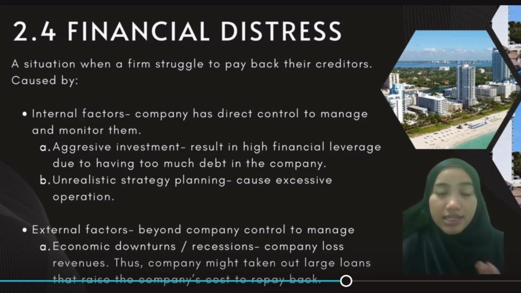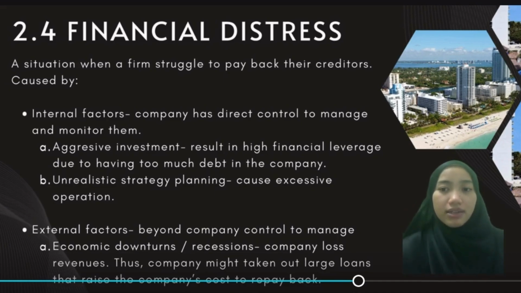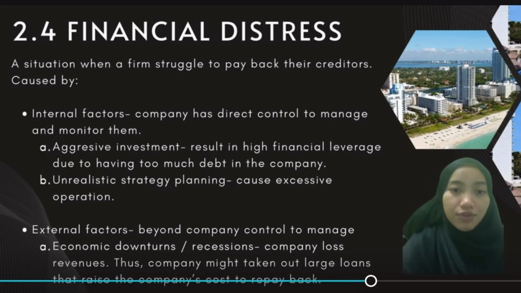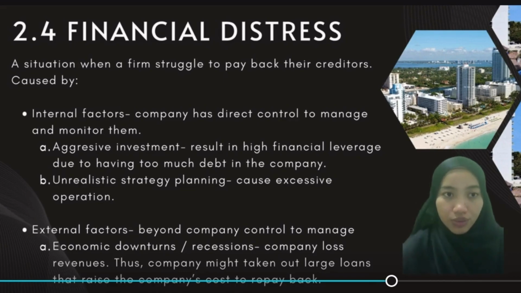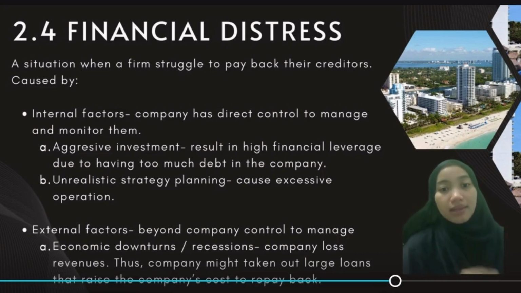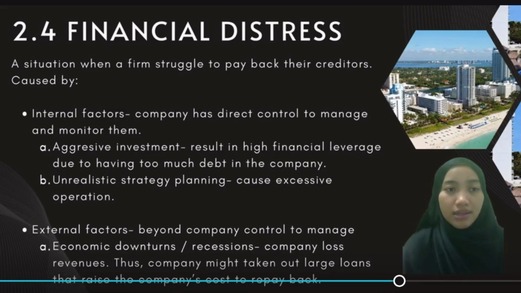And the second one is unrealistic strategy planning. This happens when the company plans an unrealistic long-term strategy that may cause financial distress due to excessive operations. Next, for the external factors, these are factors that are beyond the company's control to manage and monitor. For example, we have economic downturns or recessions when the company loses revenue. Thus, companies might take out large loans that will later raise the company's cost to repay.